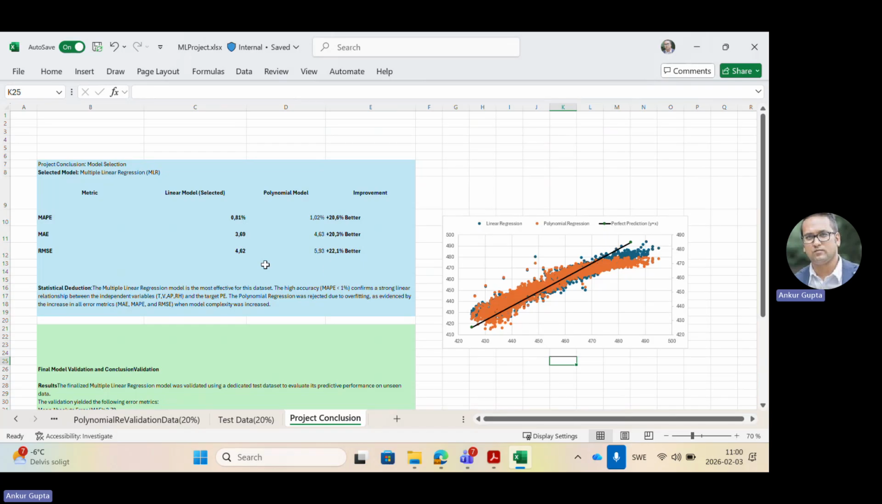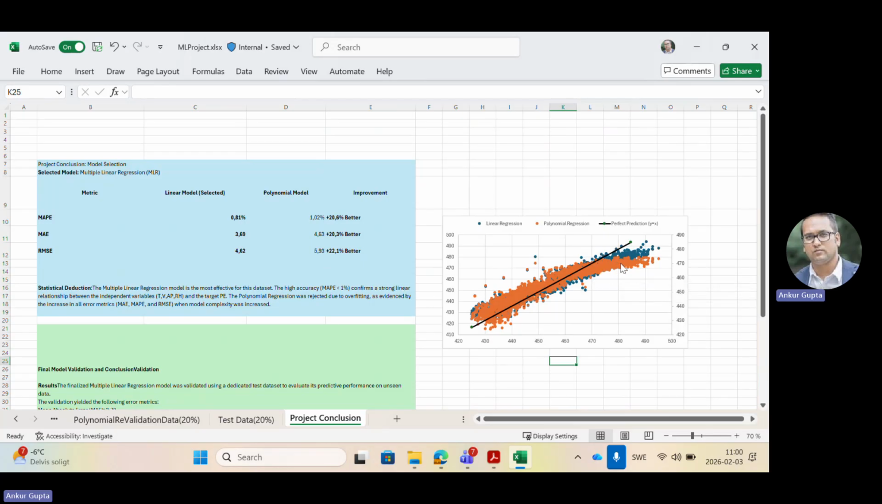There is a high accuracy as MAPE is less than 1%, and it confirms a strong linear relationship between the independent variables AT, AP, RH, and the target PE values. The polynomial regression was rejected due to overfitting, as evidenced by the increase in all error metrics, MAE, MAPE, and RMSE, when model complexity was increased. You can also see this from the graph.